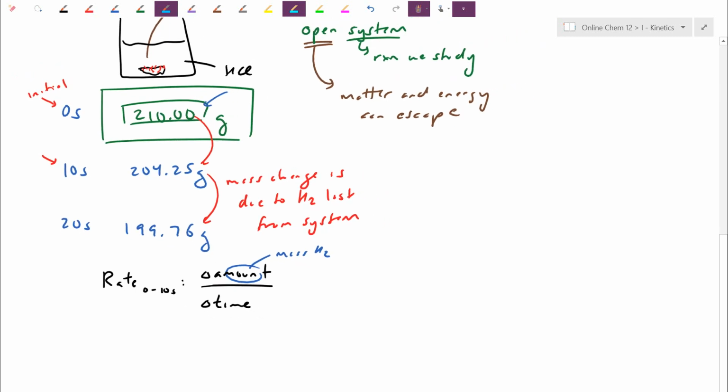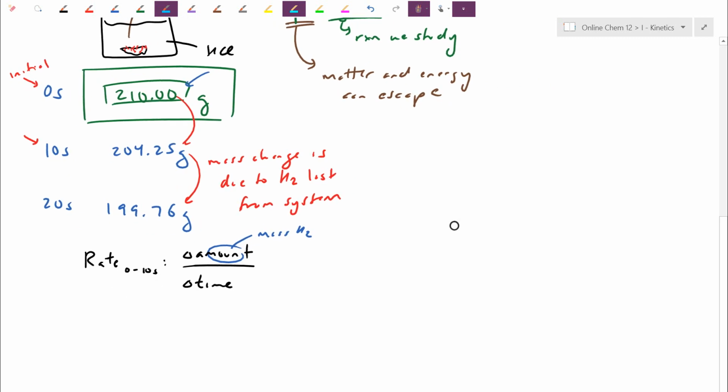So let's just try to track this change here. Whenever we do change, we just do final minus initial. This time I'm measuring mass. So it's the final mass minus the initial mass, divided by the final time minus the initial time here.